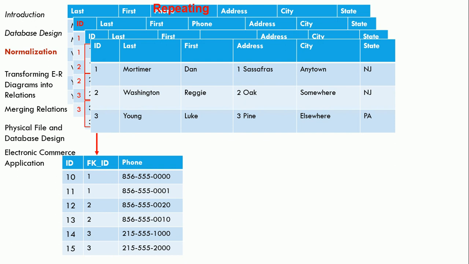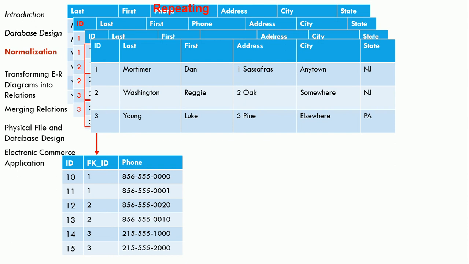So Luke Young, for example, has an ID of 3, right? That's the person ID. So I go find the foreign key 3 in the phone table, and I see his 2 phone numbers of 215-555-1000 and 2000. So I can connect those tables together. And that's one of the most important things about relational databases, that they have this ability to connect your keys. You can have a foreign key that references the primary key of another table, and that's how we connect our tables together.